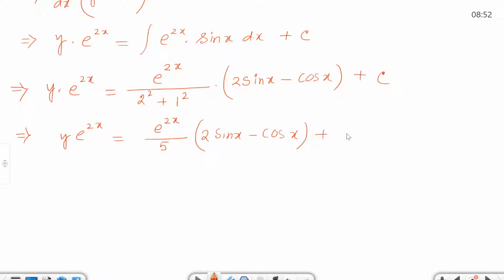plus c. You may leave the answer here or you may take this division. Dividing, y is equal to e to the power 2x cancels, 1 upon 5 into twice sin x minus cos x, then plus c into e to the power minus 2x.